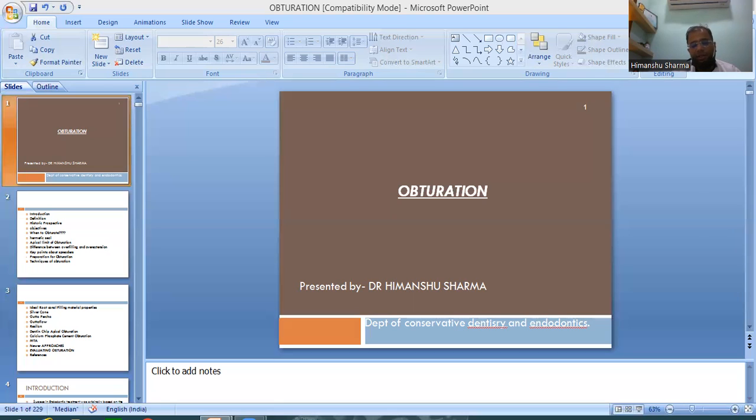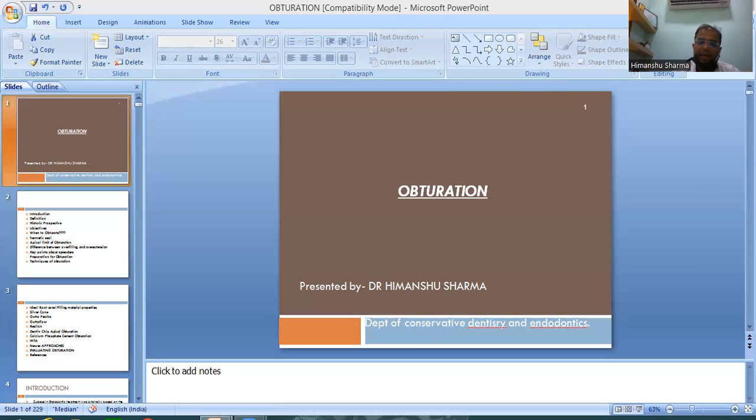Disadvantage: it is time consuming. First of all, it is difficult in fine and curved canals and does not achieve a dense homogeneous mass. Filling of lateral and accessory canals is not achieved, and it cannot adapt to the canal wall irregularities. Chances of stress development and fracture are more, as 1.5 kg and 5 kg are used.